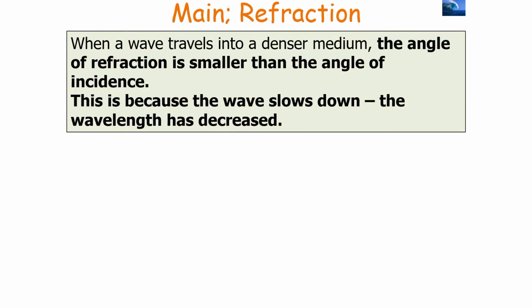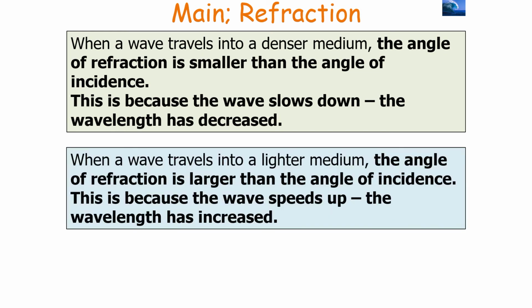Now, to clarify, when a wave travels into a denser medium, the angle of refraction is smaller than the angle of incidence. We know this because the wave slows down and the wavelength has decreased. Whilst when a wave travels into a lighter medium, the angle of refraction is larger than the angle of incidence. This is because the wave speeds up and the wavelength has increased.